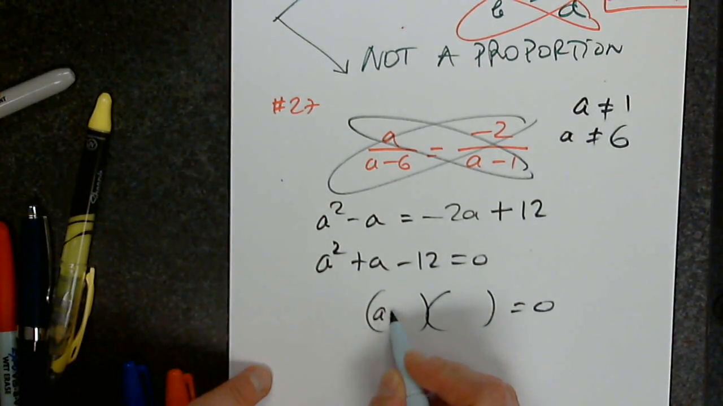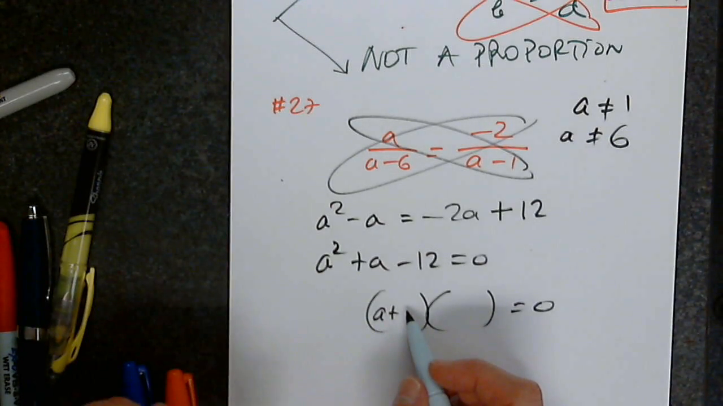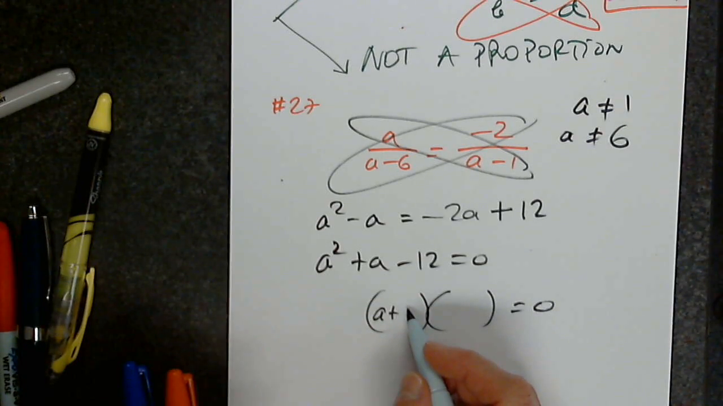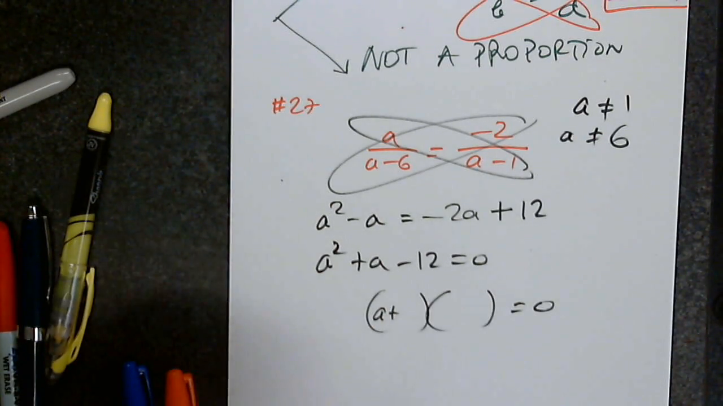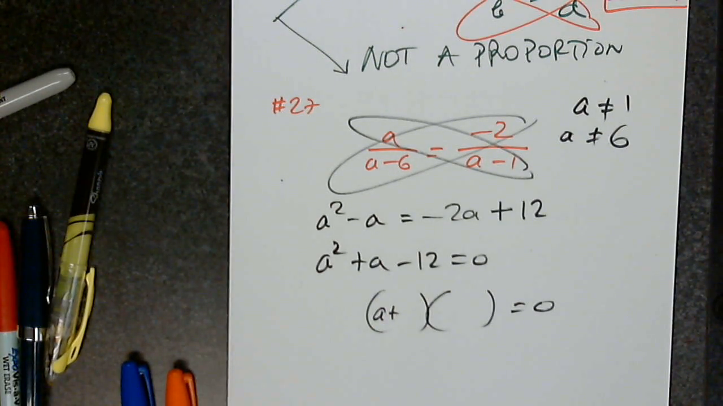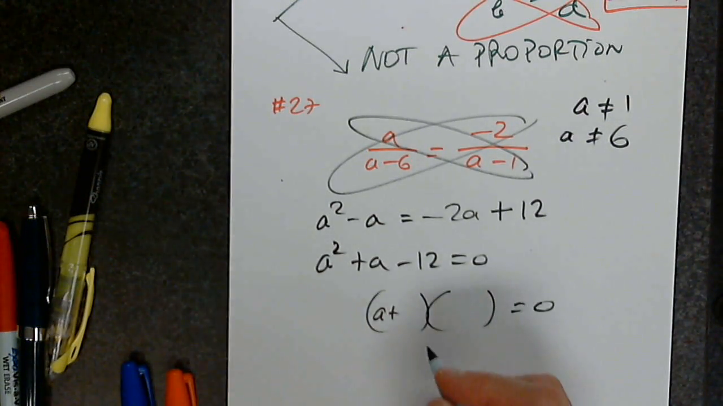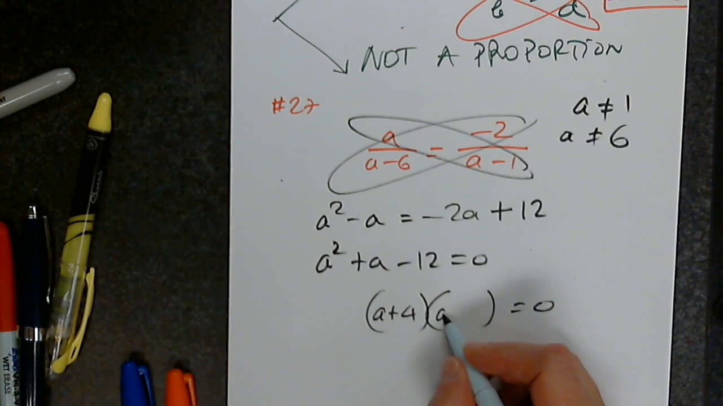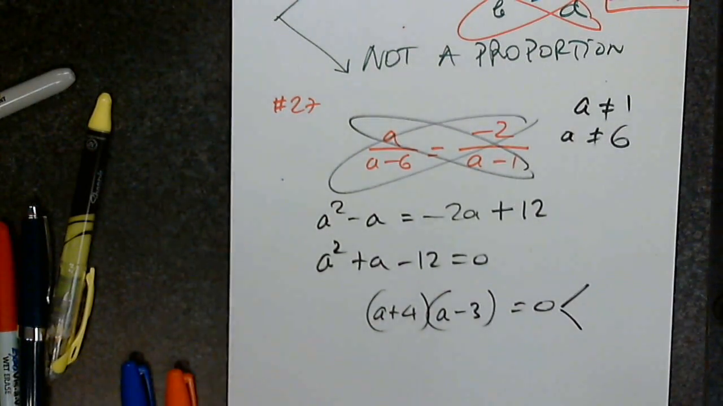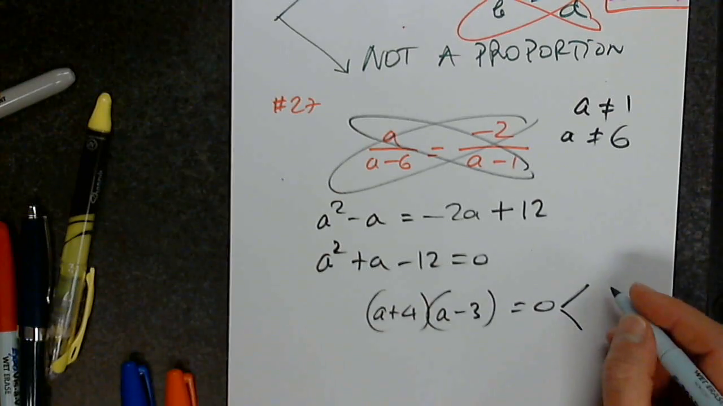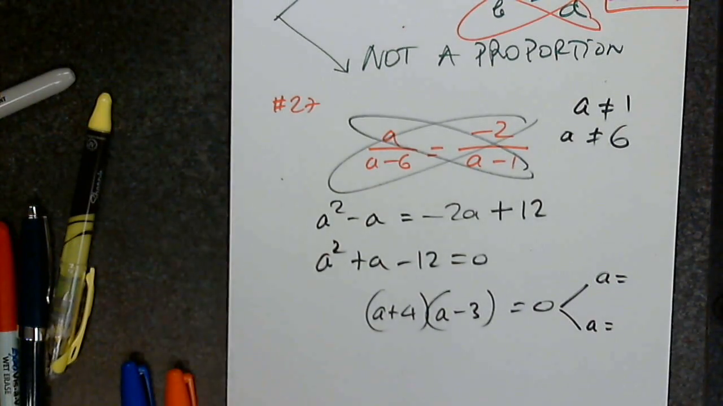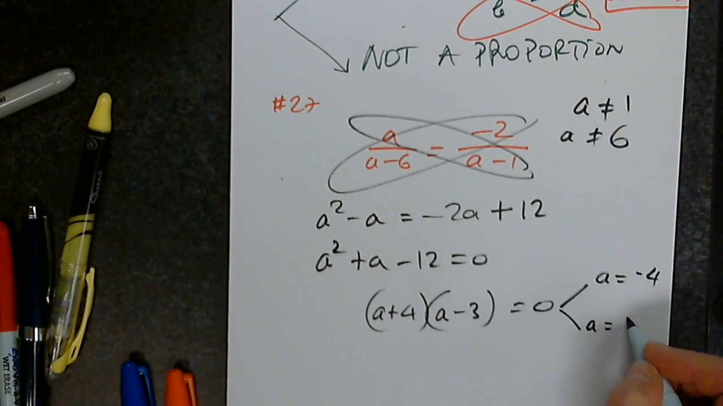A plus 1. A plus. Two. Product is negative 12, sum is positive 1. 3. It's 4, 3. We're getting there. We started with 1. So A equals? A equals negative 4 and plus 1.